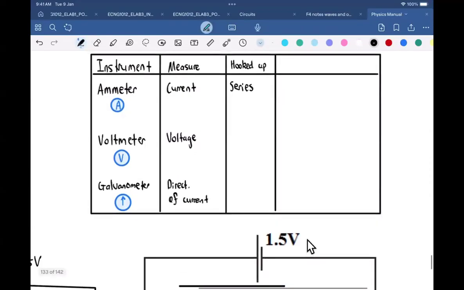The voltmeter has to be hooked up in what? We want to measure the difference between 2 points. Would we hook it up in series or parallel? Kira, voltmeter, series or parallel?